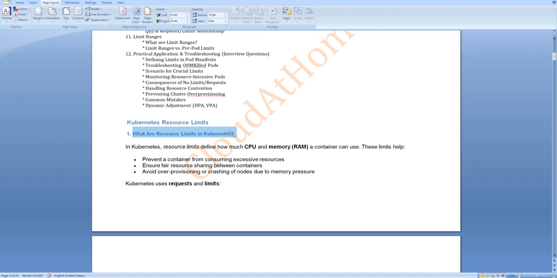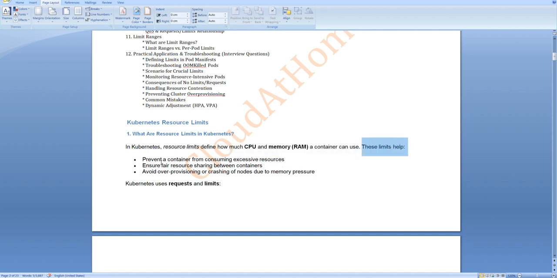We will start with what resource limits are. In Kubernetes, resource limits define how much CPU and memory a container can use. We already know that when we run a container inside a pod, we need to specify how much CPU and memory the application is going to use to run, and that limit can be set using the resource limit concept in Kubernetes.